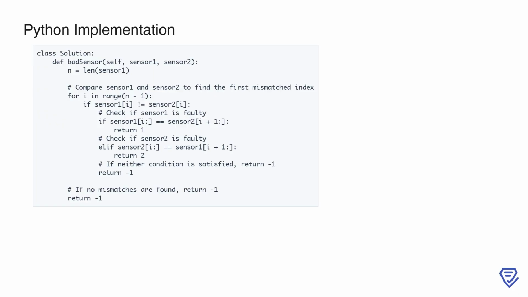If neither of the above conditions is satisfied, it means the data inconsistency cannot be attributed to either sensor, and the function returns -1. If no mismatches are found during the iteration, the function concludes that neither sensor is faulty and also returns -1. This solution is efficient, as it traverses the lists at most twice, resulting in a time complexity of O(n). The use of slicing ensures clarity when comparing segments of the lists, and the overall structure is clean and easy to follow.